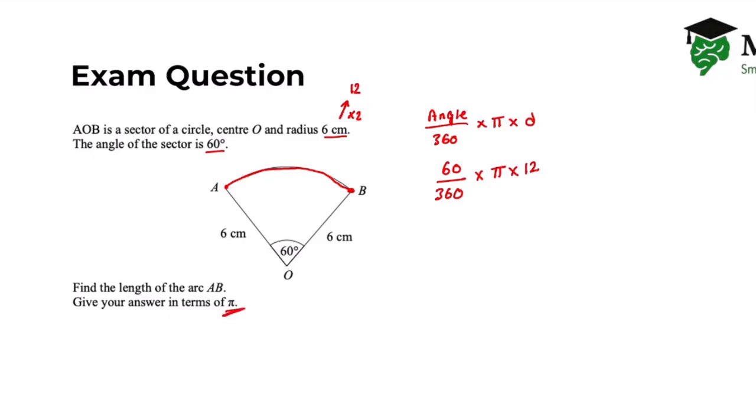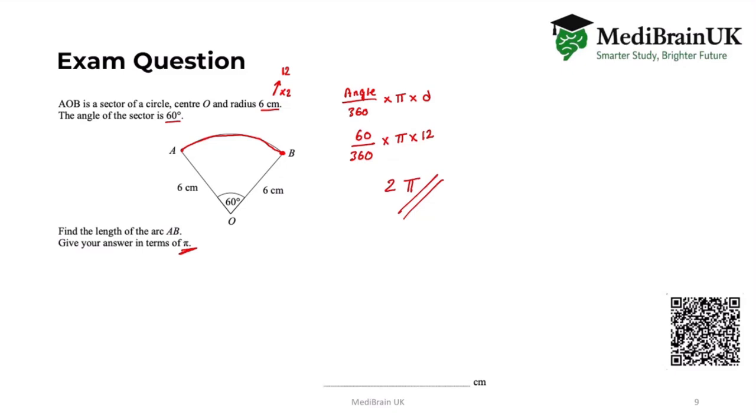And it says leave your answer in terms of pi. So we're going to leave pi like that, and then just multiply our numbers. 60 over 360 multiplied by 12 gets us 2. So our answer is going to be 2 pi. That's how you would work out a question like that. So our answer is 2 pi centimeters.